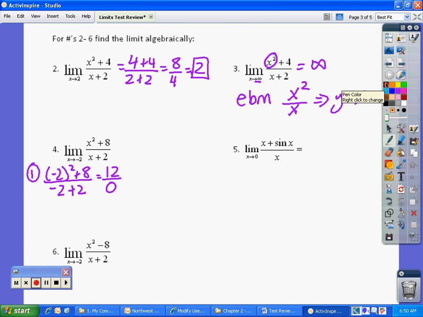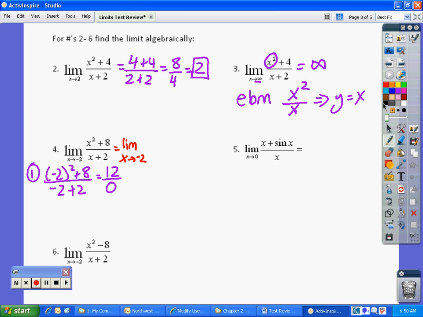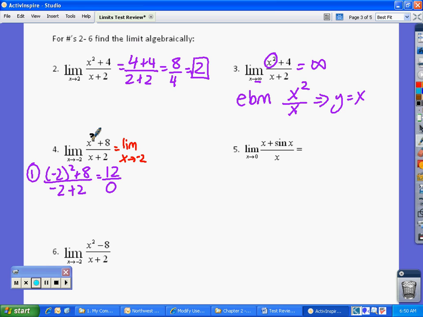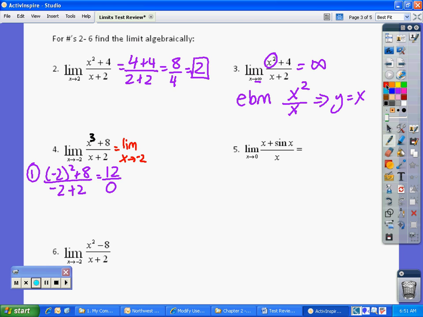So what can we do here? Well, we can factor. So the limit as x approaches negative 2 of x squared plus 8 over x plus 2. And I believe that is actually supposed to be x cubed plus 8. Let me just fix that right here. x cubed plus 8. All right. With my little change, if it is in fact x cubed plus 8, we can factor this. It's a sum of 2 cubes.